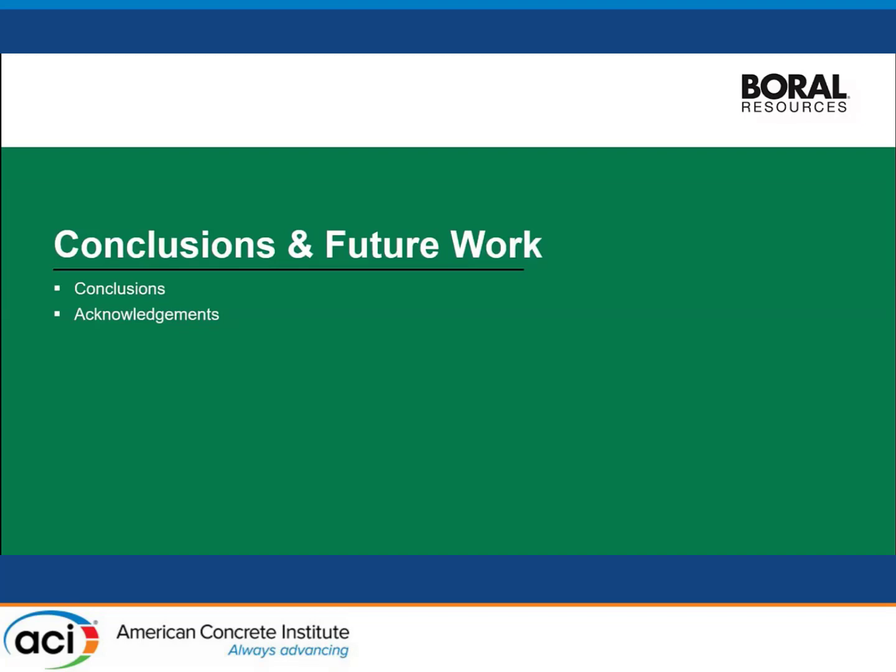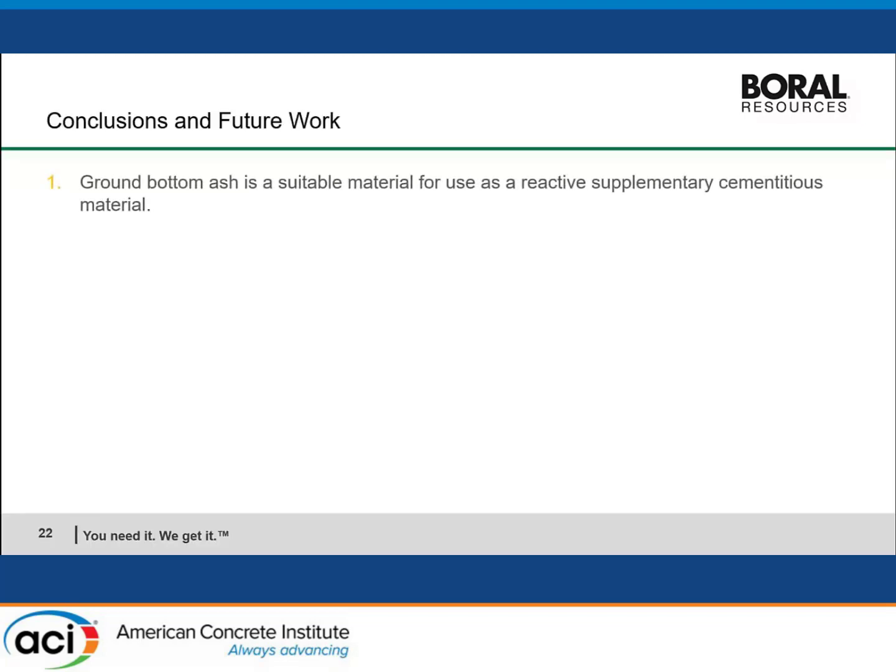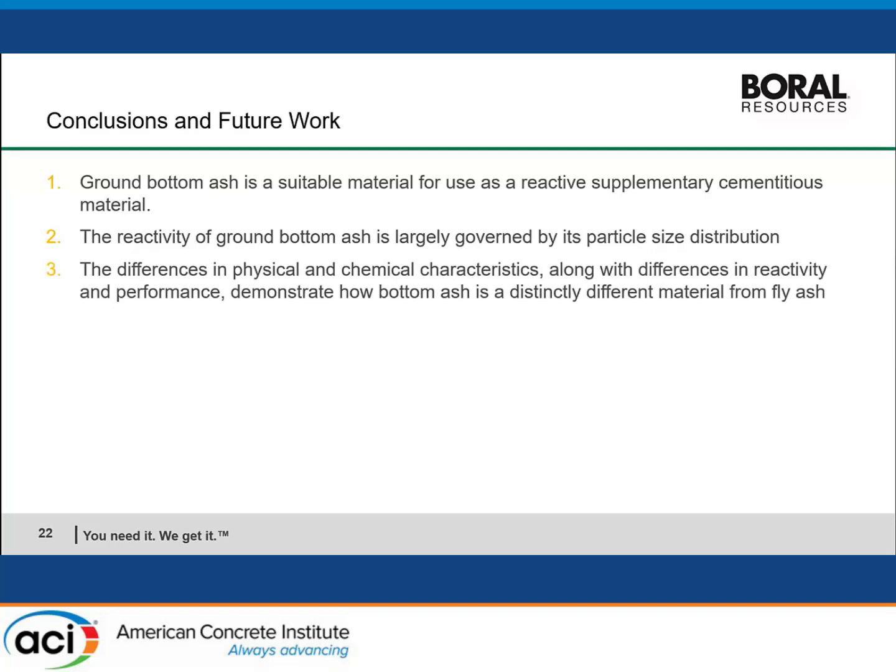So, that all being said, some quick conclusions, and then we'll wrap this up. First is that ground bottom ash is a suitable material for use as a reactive supplementary cementitious material. That opinion seems to have been shared by a couple of different people giving presentations today. I'm glad to know that we're all on the same page. Next is that the reactivity of ground bottom ash seems to largely be governed by its particle size distribution, and that the differences in the chemical and physical characteristics, along with differences in reactivity, demonstrate how bottom ash is a distinctly different material than fly ash. However, they are not so different as to make them incompatible.